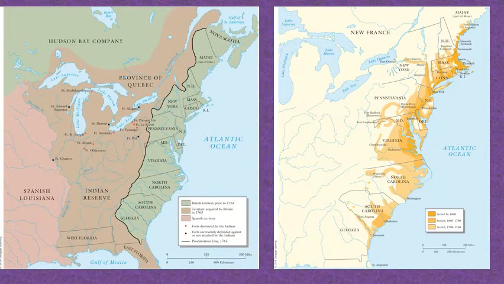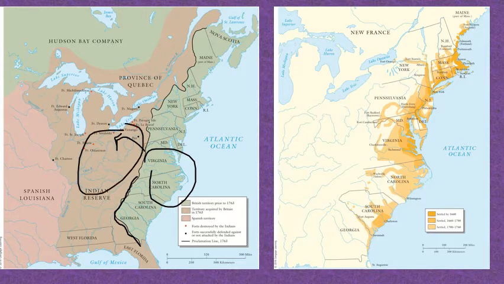So these maps show the Proclamation Line of 1763 as well as western settlement. So here's the line drawn on the map. Colonists are told you got to stay on this side of the line. You can't go over to these lovely, luscious western lands and then try to sell them and make money because you'll stir up too much trouble with the Indians.